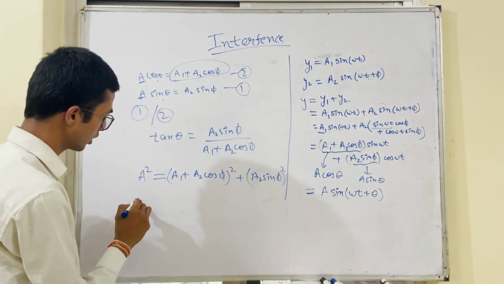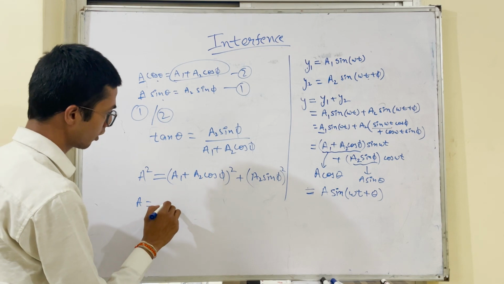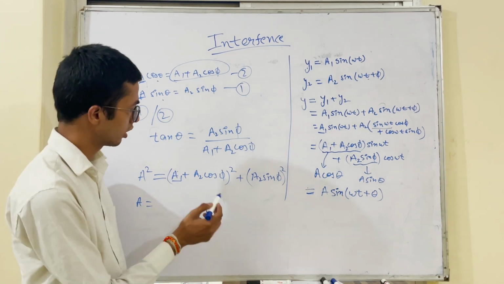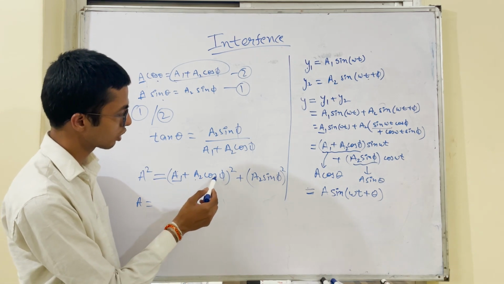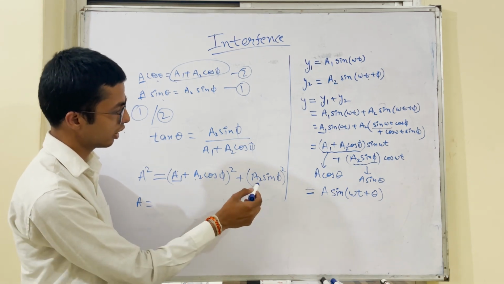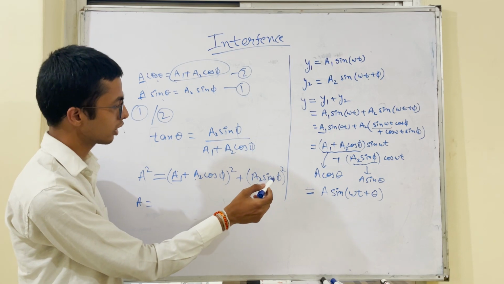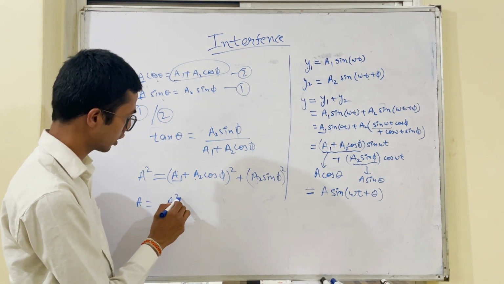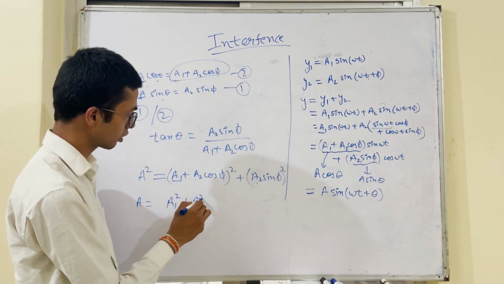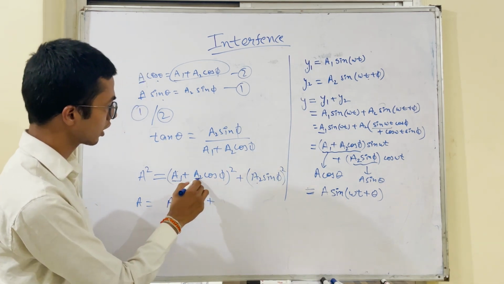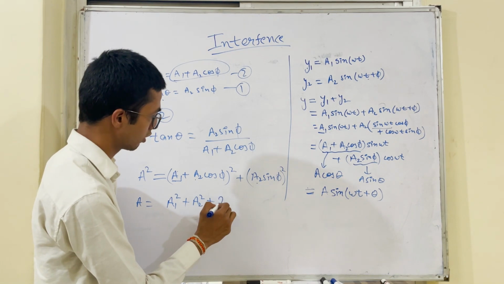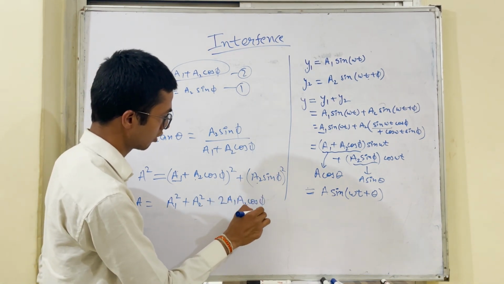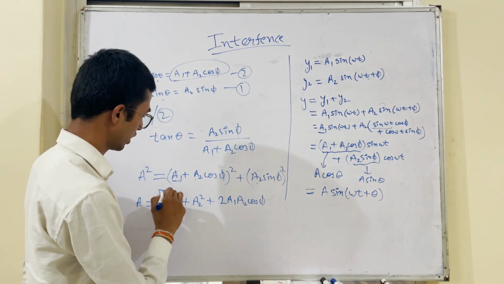So I can write it as, if I open this, it will come as a1 square, this will come as a2 square cos square phi, and from here a2 square sin square phi. So this will become again a2 square, so a1 square plus a2 square plus this will come as 2 a1 a2 cos phi. And under root of this.